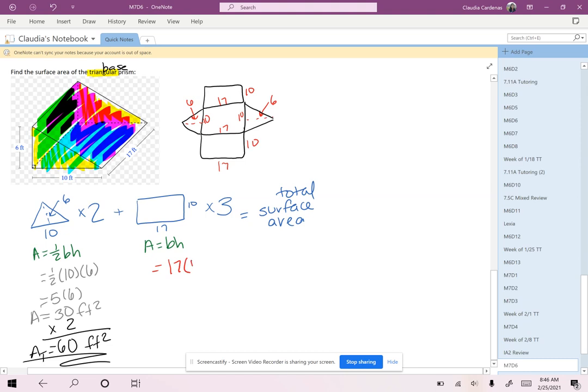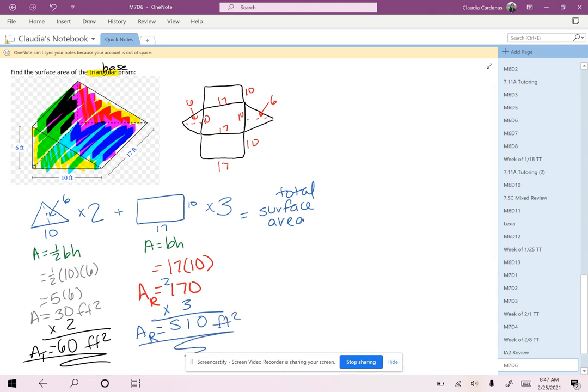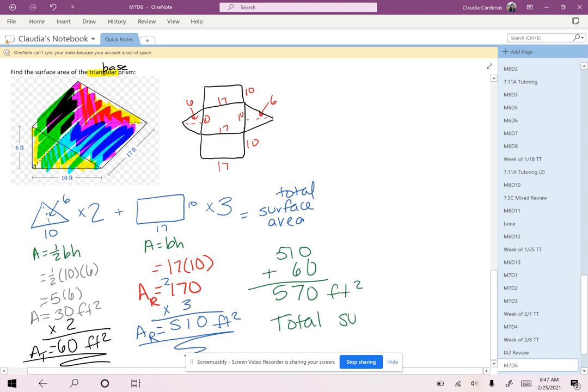And then the base and height of this rectangle is 17 times 10, which is 170. But again, that's one rectangle. We need three of them. So we're going to triple it. And so the area of all three rectangles is 510 square feet. But are we done yet? No, we are not, because we don't have the total. So far we have the area of both triangles, the area of all three rectangles, and so now we need to add them together, which I see our total surface area of this triangular prism is 570 square feet.